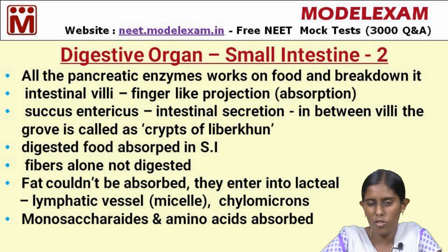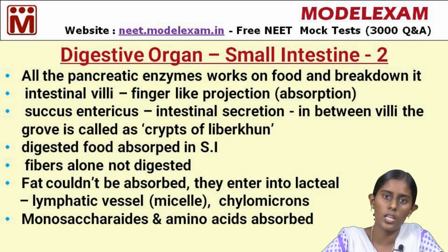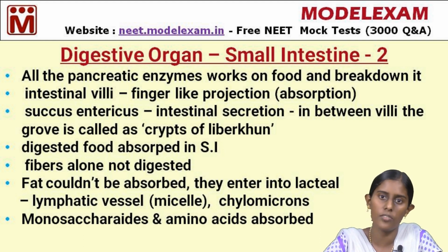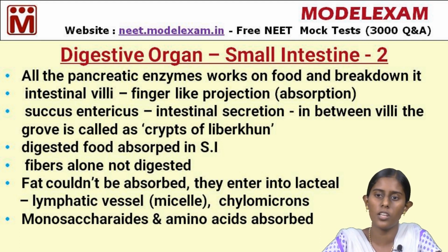Fat molecules are small droplets that look like oil droplets, so they cannot be absorbed effectively by the small intestinal villi. So they enter into the lacteal. Lacteal means inside the villi, the lymphatic vessel where lymphatic fluid flows. Fat enters this lacteal in the form of micelles. Then it is reformed into chylomicrons, so it is found as chylomicrons in the blood. That is the pathway of fat.